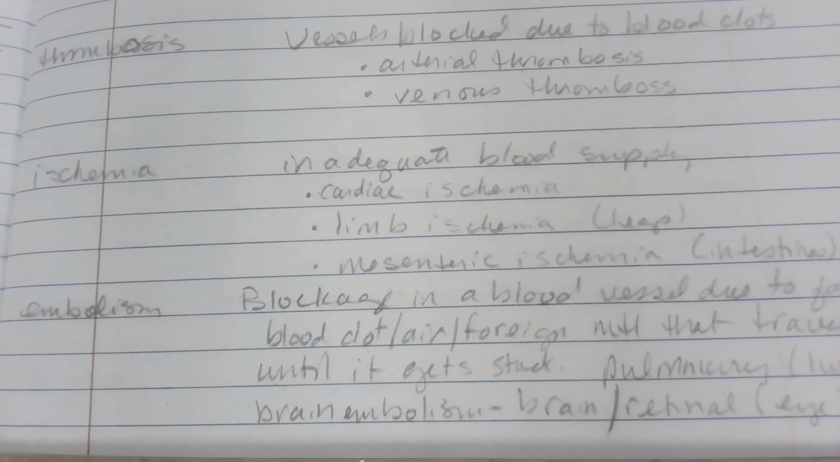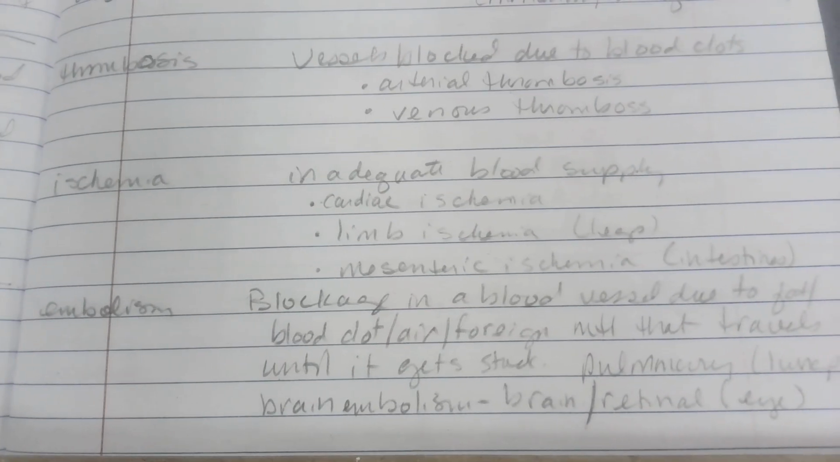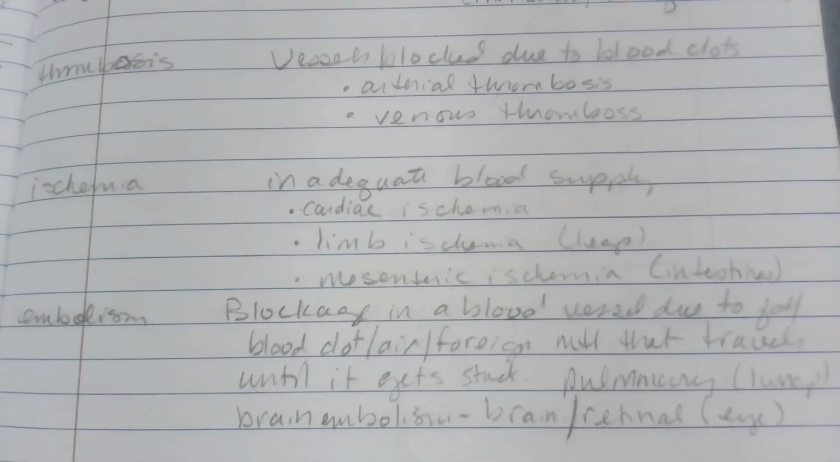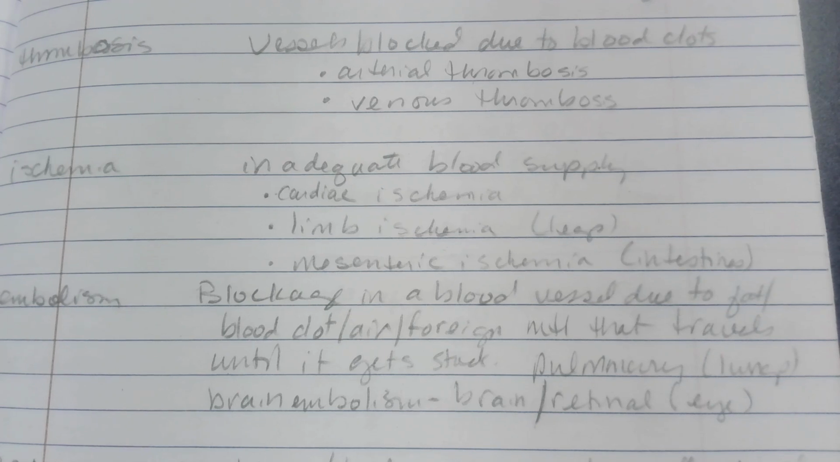An embolism is a blockage in a blood vessel due to fat, a blood clot, air, or foreign material that travels until it gets stuck. Pulmonary embolism would occur in the lungs, because pulmonary means lungs. Brain embolism in the brain or retinal area.